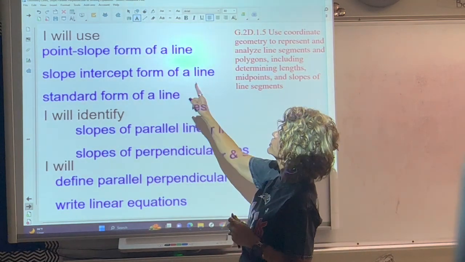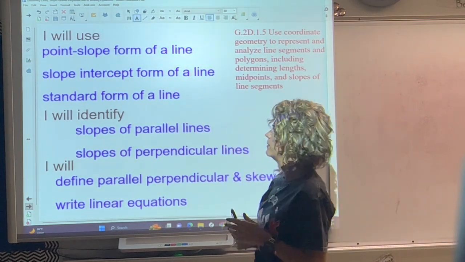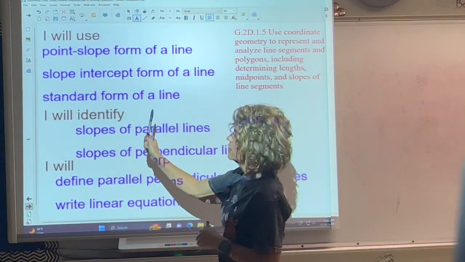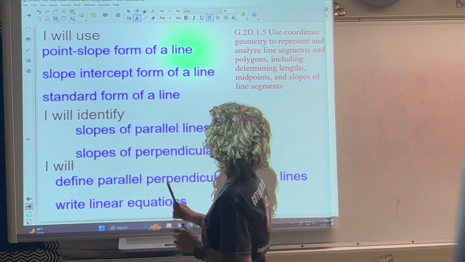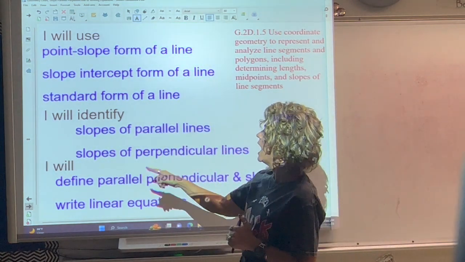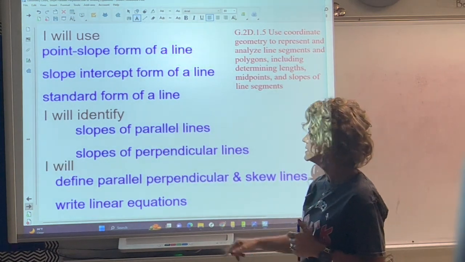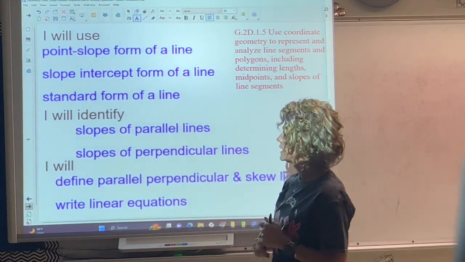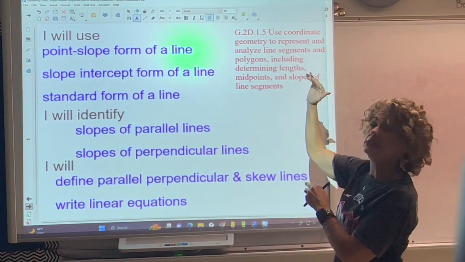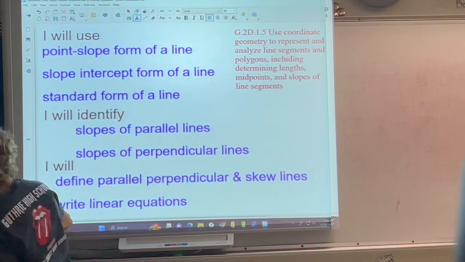I will use the slope intercept form of the line. I will use the standard form of a line. I will identify slopes of parallel lines. I will identify slopes of perpendicular lines. I will define parallel, perpendicular, and skew lines. I will write linear equations. So we've got a lot of I wills just in this one lesson.